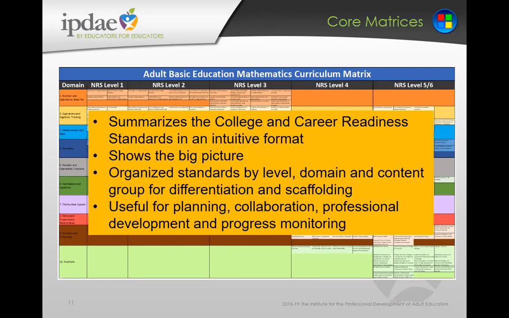It's very useful for planning and collaboration. You can use the matrix as a resource guide. You can use it as a pacing guide. You can use it for learning targets or for addressing areas of concern for your students. And we're going to dive a little bit more into that as we move on with this webinar.